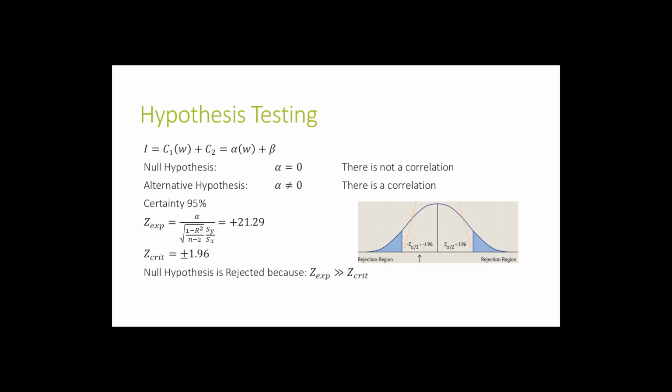Using hypothesis testing, the null hypothesis was that the slope equals 0. The alternative hypothesis is that the slope did not equal 0 and that there was a correlation between wall thickness and break energy absorption.